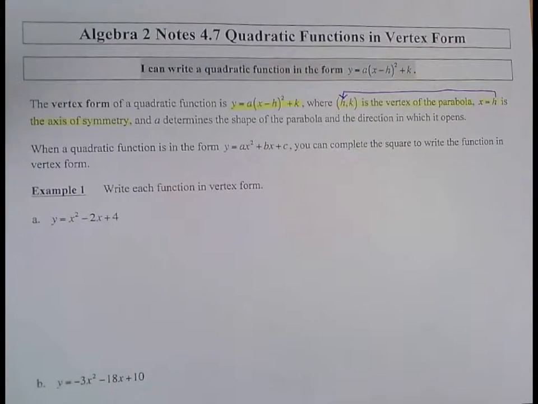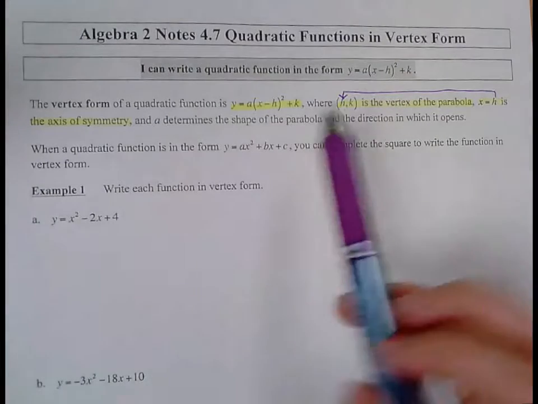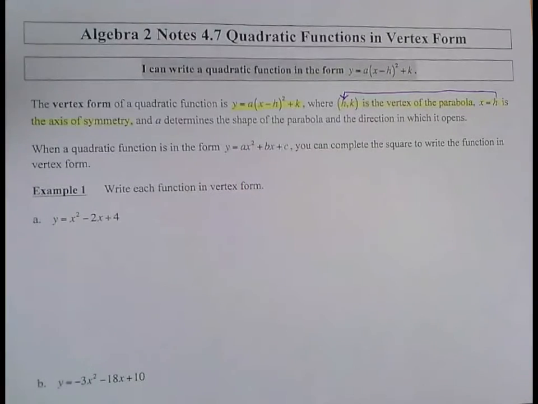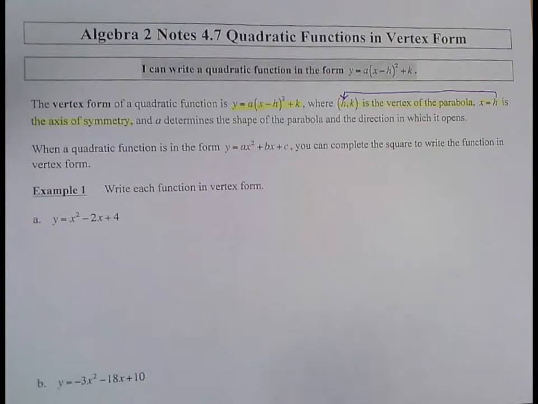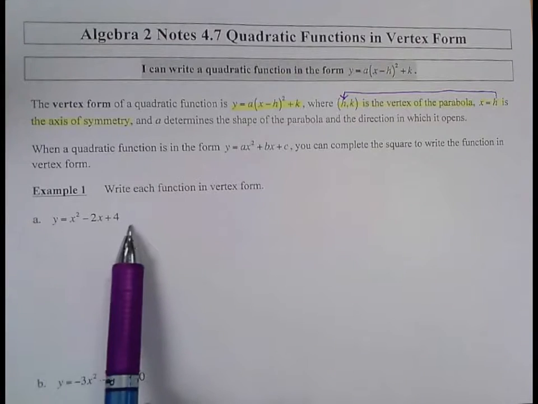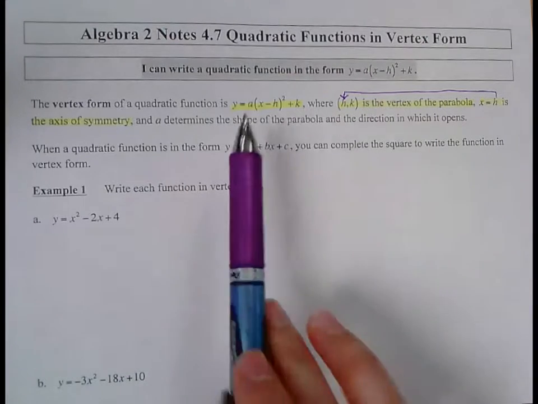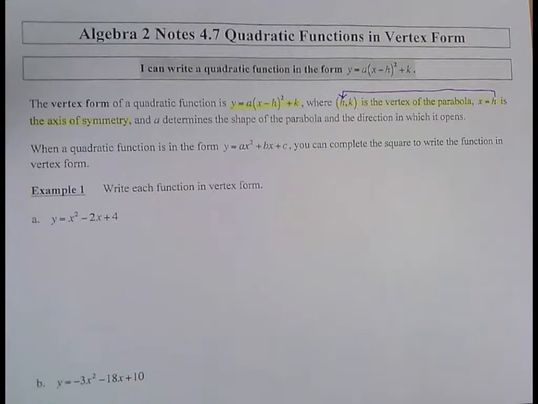And then a determines the shape of the parabola and the direction in which it opens. So the a in the formula ax squared plus bx plus c and the a in vertex form are the same. So if we had an equation in standard form and then we wrote it into vertex form, the a in both forms would be the same value.